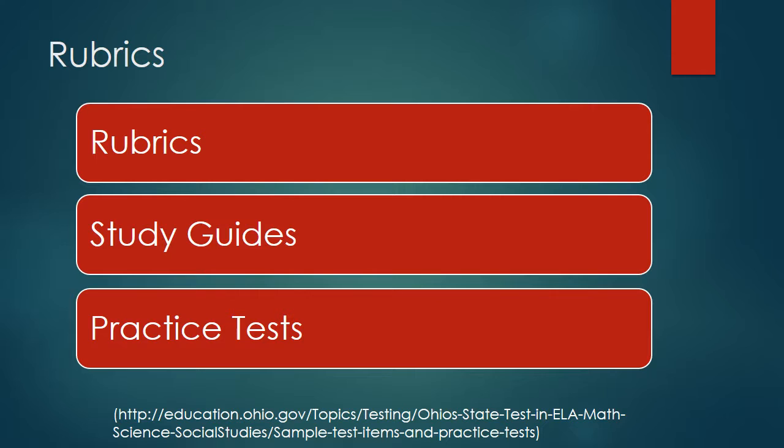This is not so with the mandated summative assessments at the end of the year. Students and teachers are able to view resources such as rubrics, study guides, and practice tests on the Ohio Department of Education's website. These resources lay out clear and concise guidelines for what students and teachers can expect on the tests.